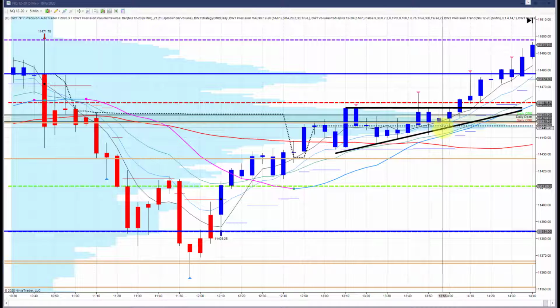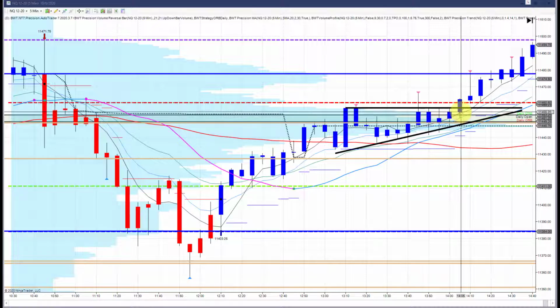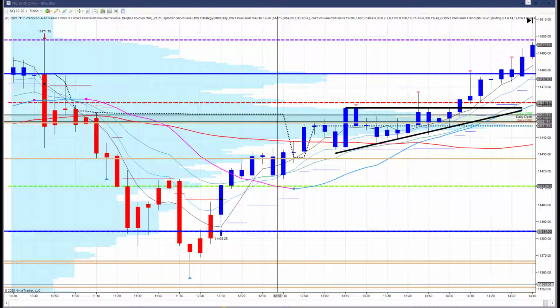You'll see what happened in the video. I turned it on right here at this pullback to the 20, which is right around 2 o'clock. And the very next bar was the breakout. So remember, this is a 5-minute chart.